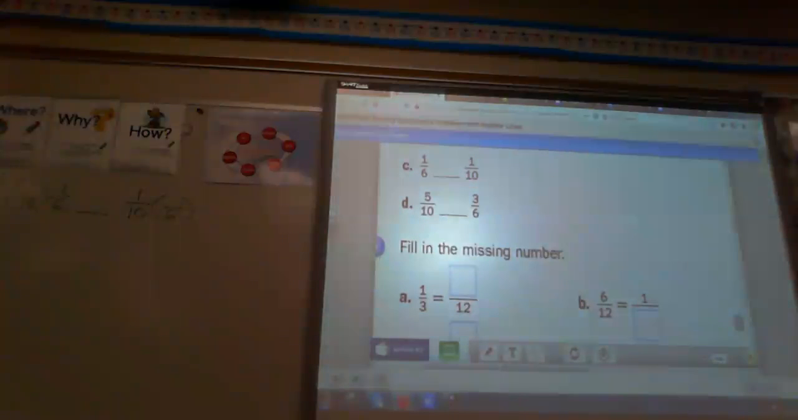But I am going to show you one more thing for those of you that are maybe at this point. Is there another number that I can count by 6s and 10s and get to?